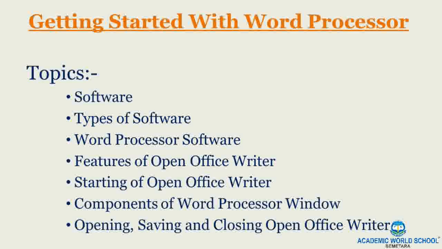Then I discussed the components of the Writer window. We discussed the title bar, the menu bar, then the standard toolbar, formatting toolbar, ruler, scroll bar, then work area and status bar. So many components we discussed. Then we discussed opening, saving, and closing of OpenOffice Writer. So I hope we have come to the end of the lecture.